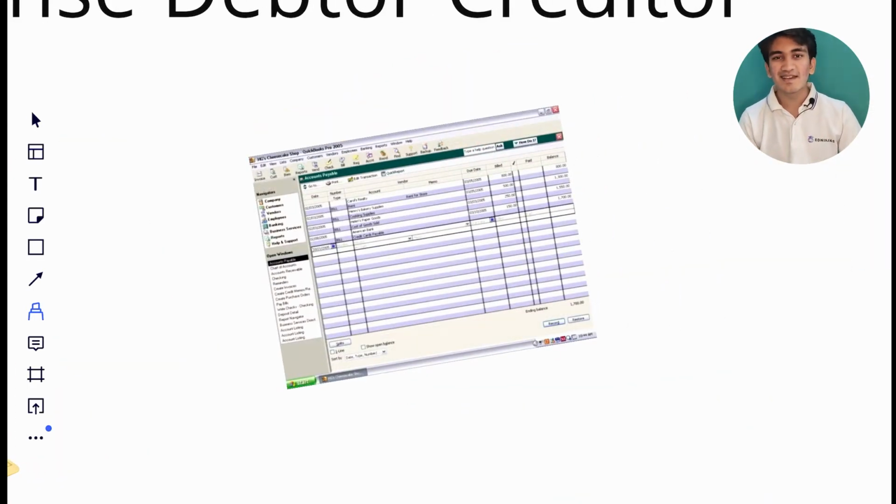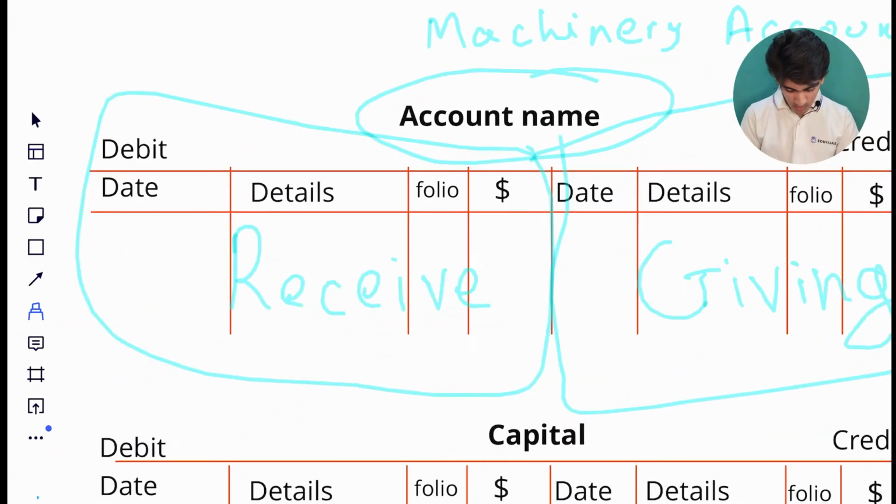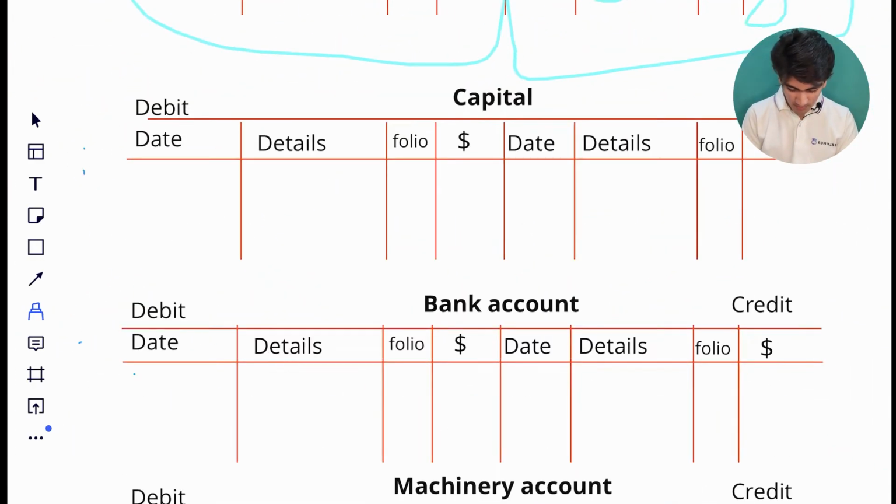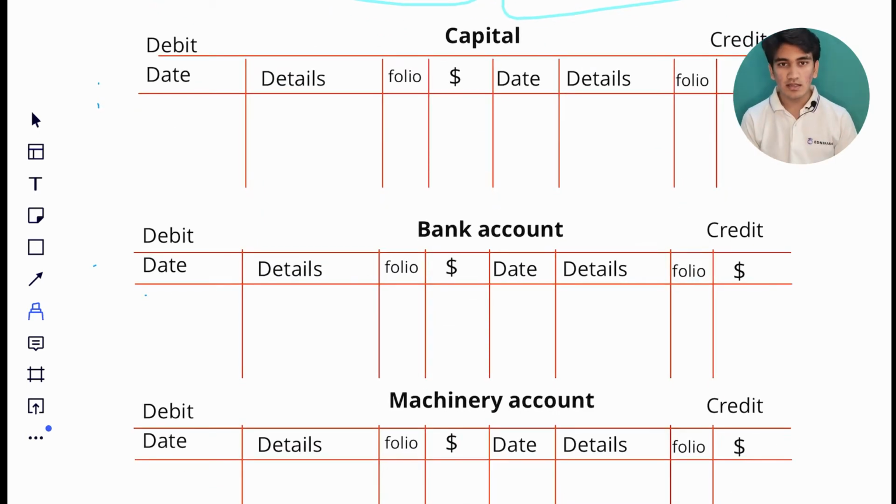And obviously, as several more decades passed, now we use computer software to record the double entry bookkeeping system, to record everything that comes under double entry bookkeeping, which is very convenient, fast, and very accessible too. So now let's look at an example that will help us understand what our date, details, folio, and dollar titles mean.